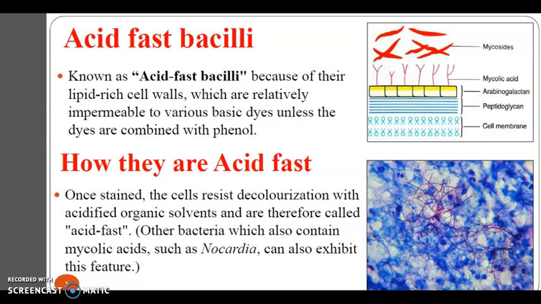They are known as acid-fast bacilli because of their lipid-rich cell walls, which are relatively impermeable to various basic dyes unless the dyes are combined with phenol. Once stained, the cells resist decolorization with acidified organic solvents and are therefore called acid-fast. Other bacteria which also contain mycolic acid, such as Nocardia, can also exhibit this feature.